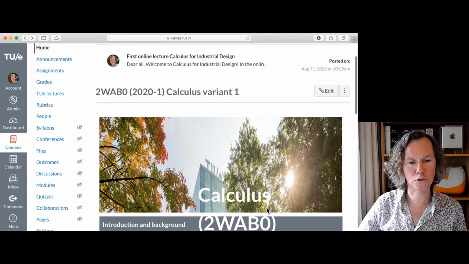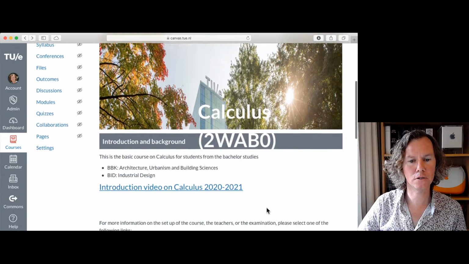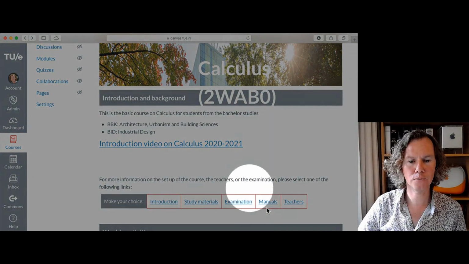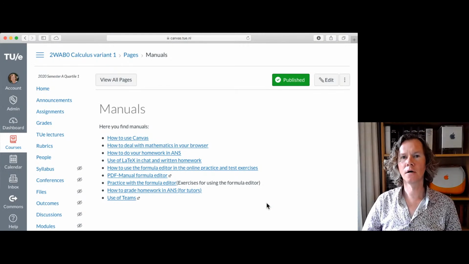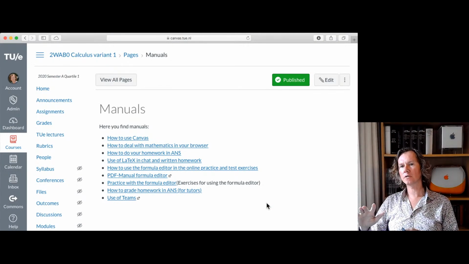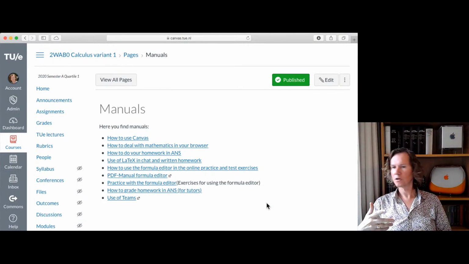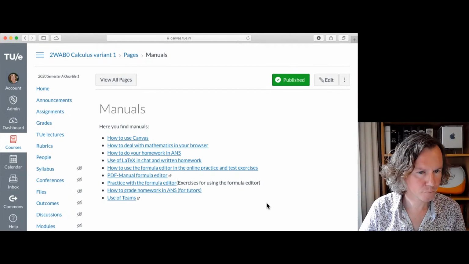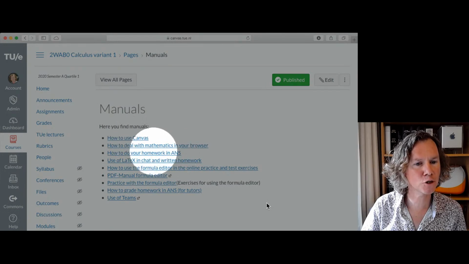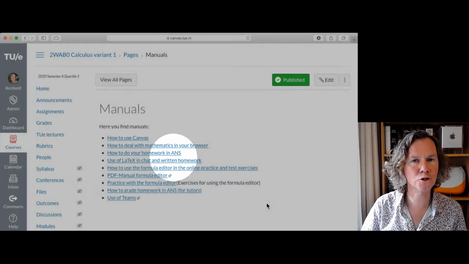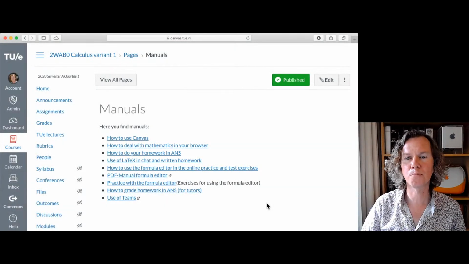This is also interesting. So it jumps to the start all the time. So here, the manuals, you should also have a look here. After the lecture today, just go through the Canvas site, look at all the information that's there. If you have questions, let me know. There's a couple of videos from Hans, on how to use Canvas, how to deal with mathematics in your browser. ANS is the system we will be using for submitting homework, so you can make your homework there.